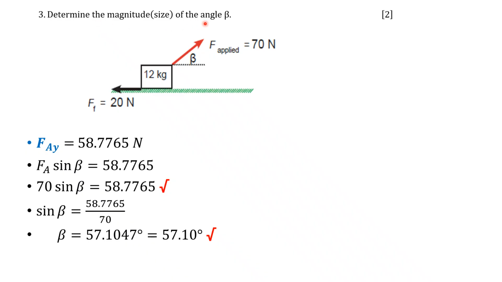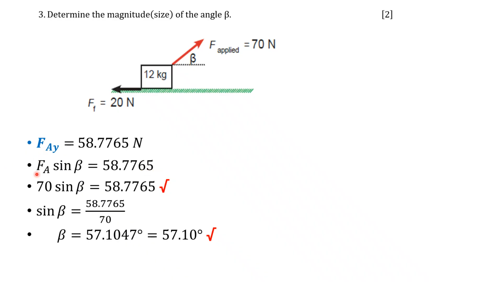Determine the magnitude or the size of angle beta. Right, so number 1, I've now solved in the previous problem that the applied force in the y direction is 58,7765 newtons. So from our previous video, I've explained to you that my force in the y direction would always be Fa sin. So Fay would always be applied force times the sine of beta. Right, meaning from beta, I'm going opposite because y is going up, over hypotenuse. Opposite over hypotenuse gives me sine.